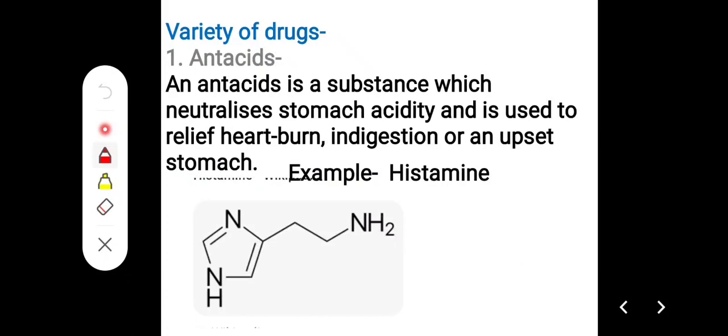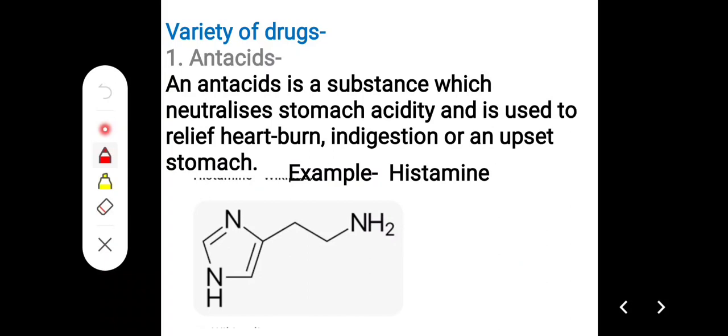First one, antacid. An antacid is a substance which neutralizes stomach acidity. When we eat many foods which are not good for our health and which produce stomach acidity to an extreme range, in that case we have to use some antacid, and this antacid neutralizes the stomach acidity and is used to relieve heartburn, indigestion, or an upset stomach.